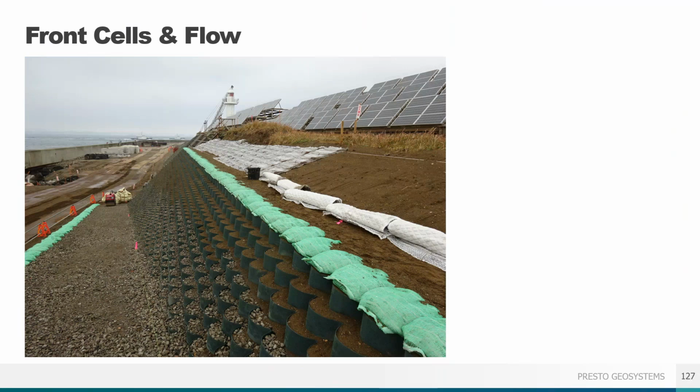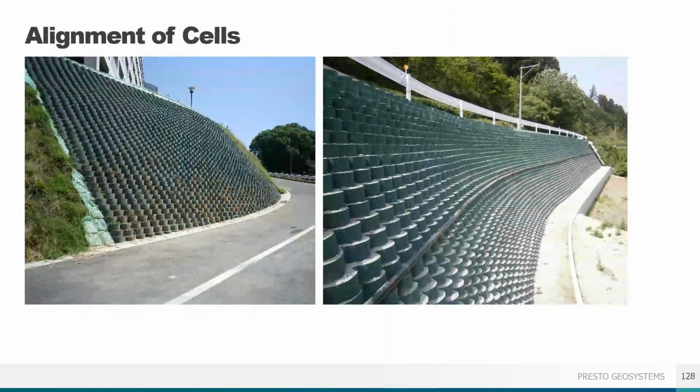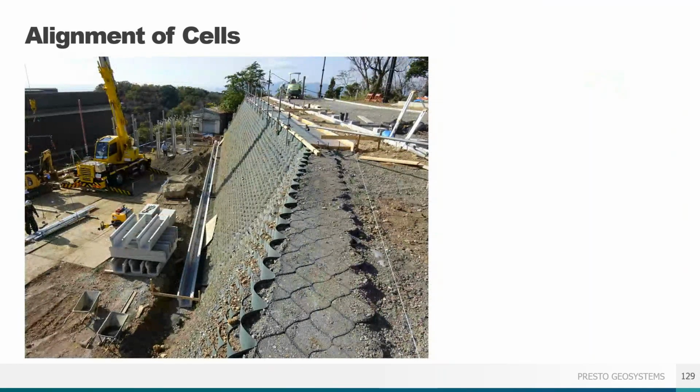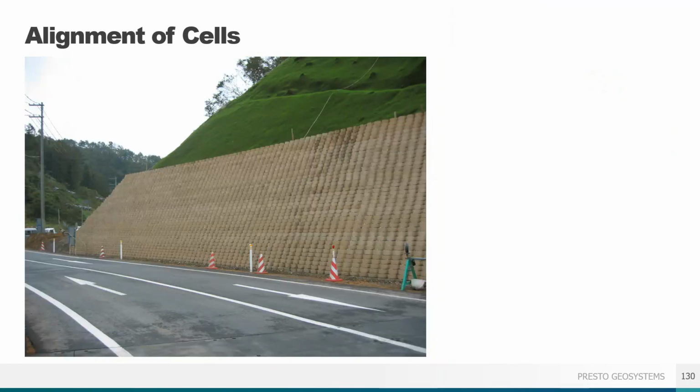The careful alignment of cells vertically from one lift to another is a good pro tip and worth the extra care. Not only will the wall be more aesthetically pleasing, especially important if it's not vegetated, but the alignment will help prevent potential material loss in the fascia cell that may occur if your cells are misaligned. Here's an example of good cell alignment, and another.